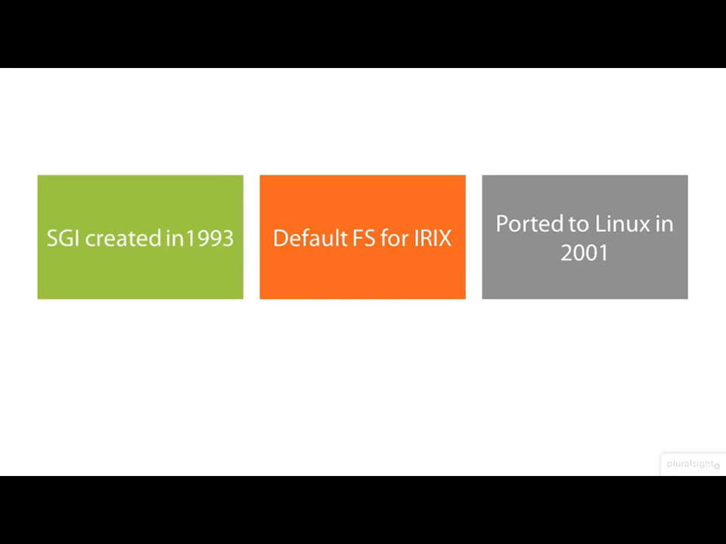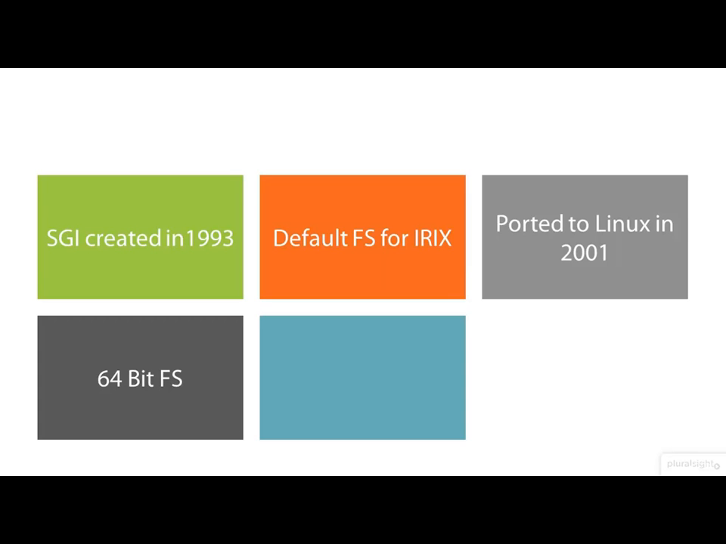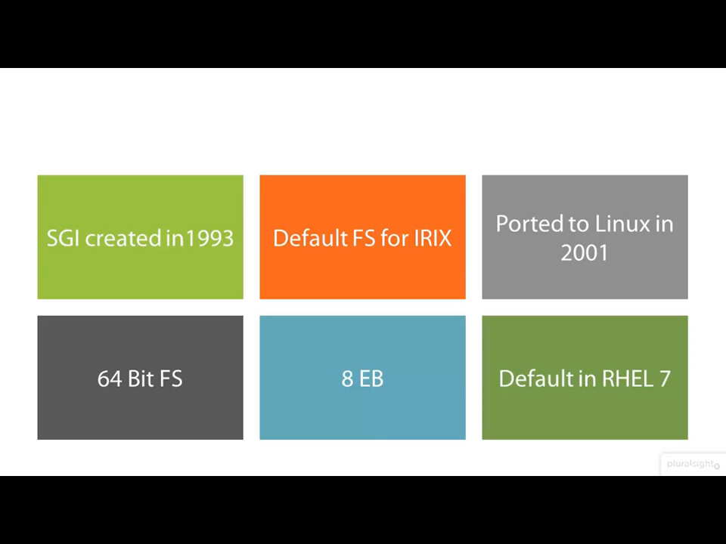It was ported to Linux in 2001 and it is now the default file system in Red Hat 7 and CentOS 7. It's a 64-bit file system, which does mean that we can scale to 8 exabytes, if that's supported within the file systems or operating systems that you're using. As I said before, even though it was ported to Linux in 2001, it's become the default in Red Hat Enterprise Linux 7. And that's partly because of the feature set that we have within XFS.